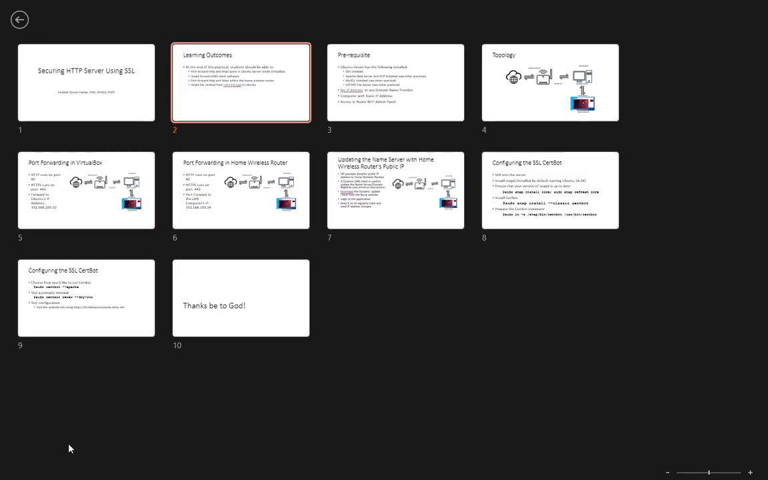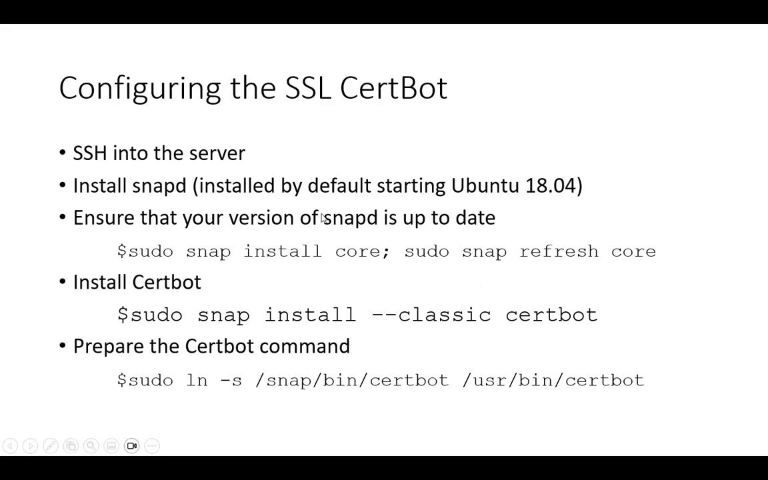We just have to go back with the slide here, which is this one. So configuring the SSL certbot. So we're going to do the configuration now. The step is we need to install snapd. If you are using old versions of Ubuntu, you need to install it manually. However, a modern Ubuntu has snapd installed by default, starting from 18.04.